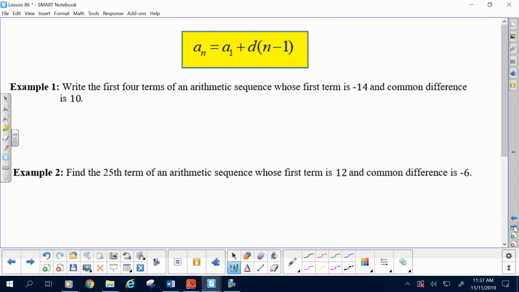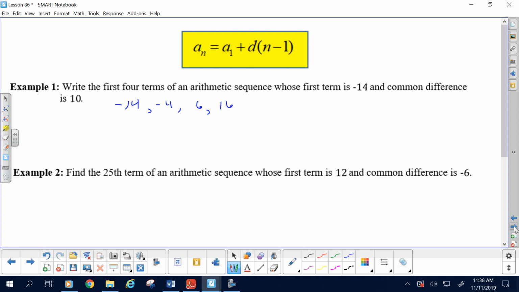Write the first four terms in the arithmetic sequence whose first term is negative 14 and whose common difference is 10. Well, it's really easy to write the first term. All you need is vision and the ability to read. And it's negative 14, yeah? All right, now the other terms are not hard either. The common difference is 10. It's positive, so we add 10. So the next is negative 4. Add 10. Then add 10 again. Negative 4 plus 10 is 6. And add 10 again. 16.